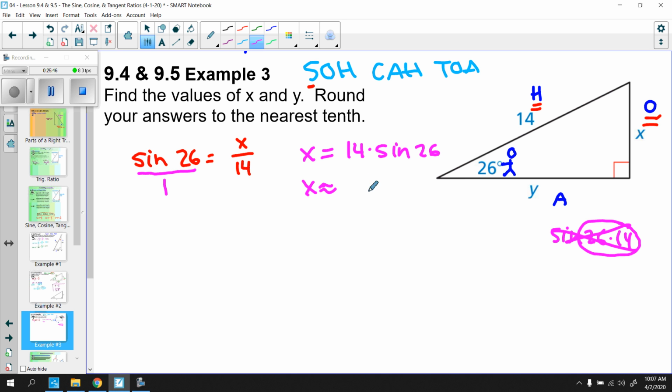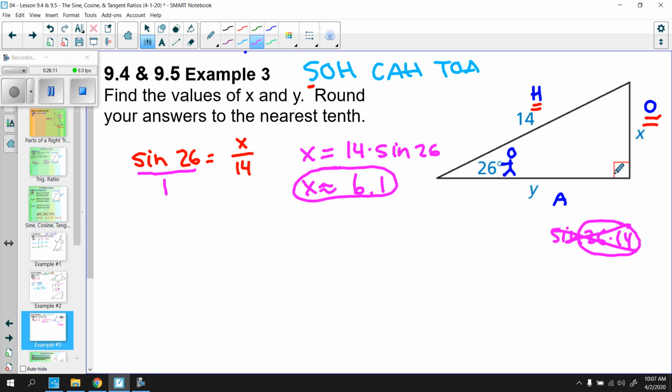I'm getting about, let's see, we're going to the tenth again. 6.137. So I'll just round it to 6.1. And there's our x. Again, I think it's reasonable. It's not like 0.000, some weird number. And it's not bigger than this. So I think it's reasonable if you're just taking a step back and looking at your answer.